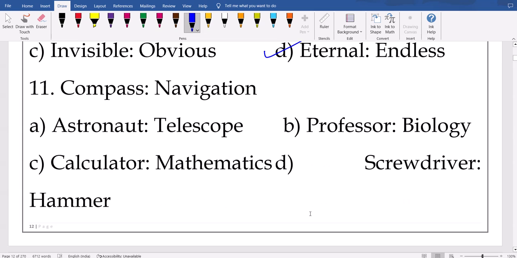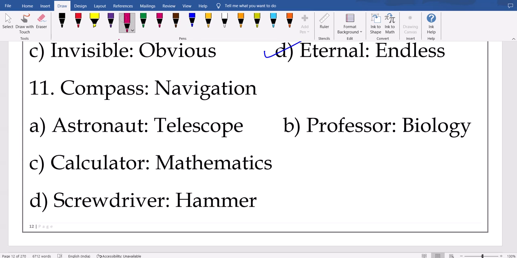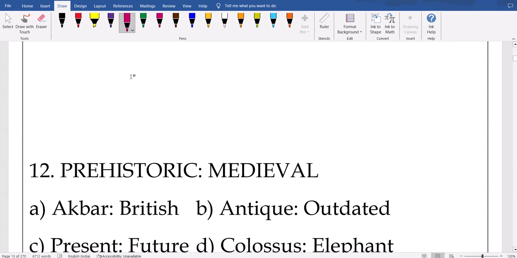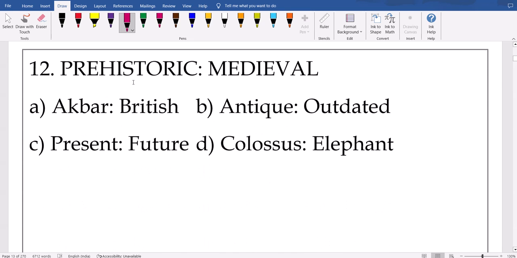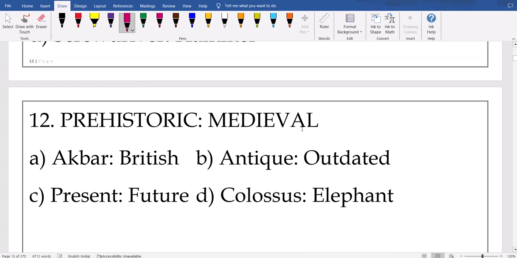Compass is used for navigation purpose. Calculator for mathematics. So yeah, for navigation compass, for mathematics calculators. Yeah, this is also prehistoric before, one medieval is mid age, right? So a bit similar to that, it's about two different generations they're talking about. One is before history and in the middle of that, medieval. So a bit suitable for that is present and future. Two different generations likewise.